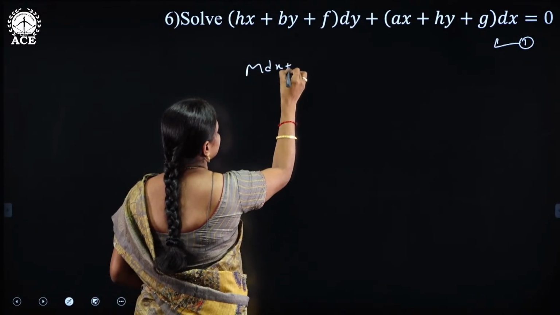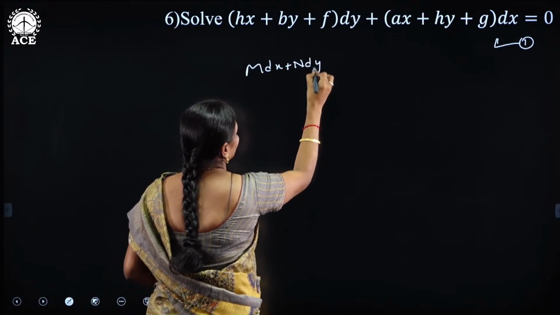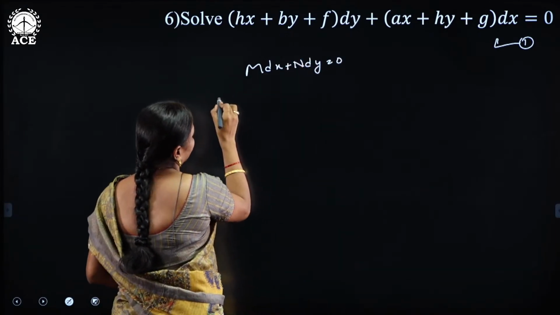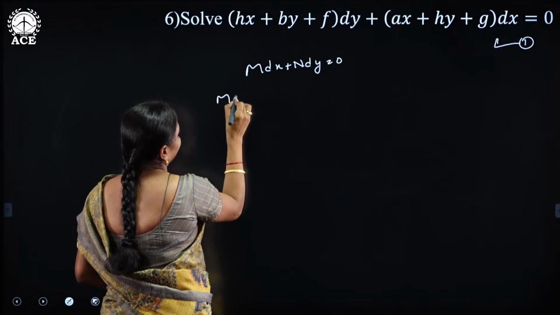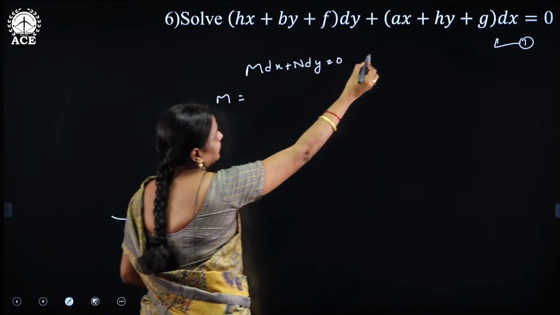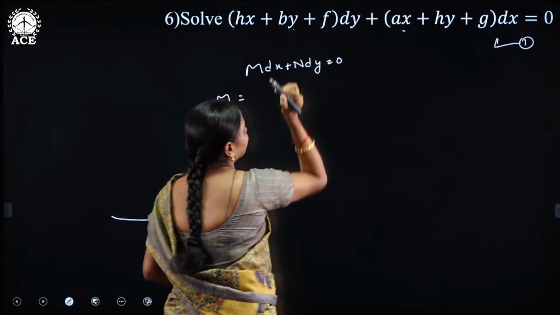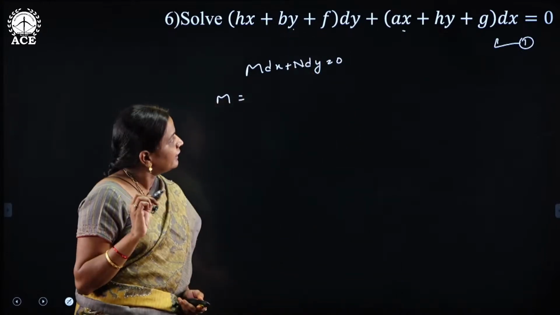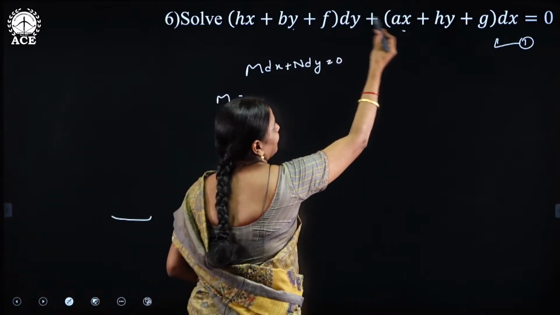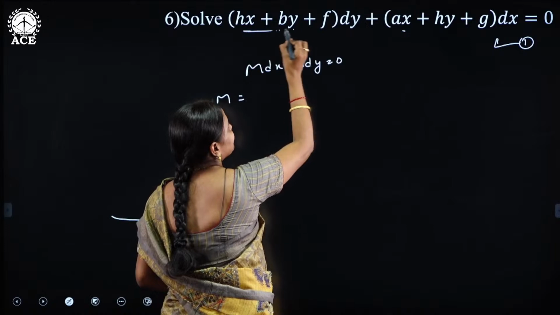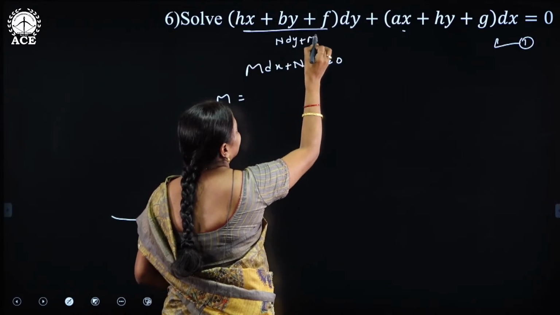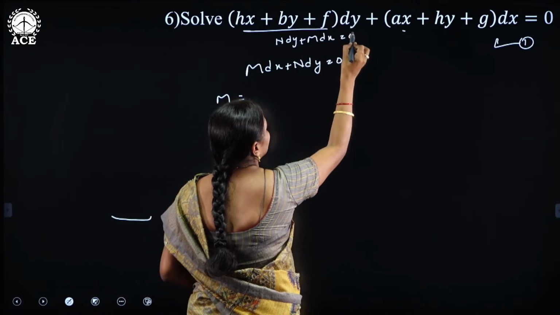M dx plus N dy is equal to 0. Okay. After comparing the given equation, write here M and N. Here M is equal to, what is the M? So, observe clearly, this is the M and this is the N. So, please read the question carefully. So, this is M dx plus N dy. First term is N. This is of the form N dy plus M dx is equal to 0.